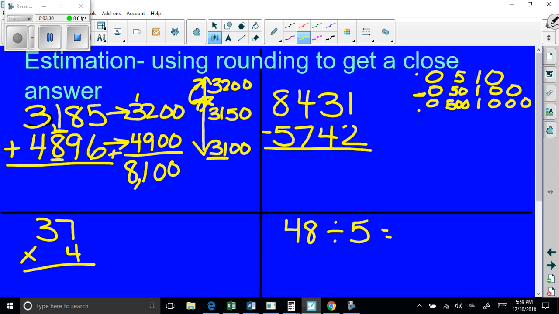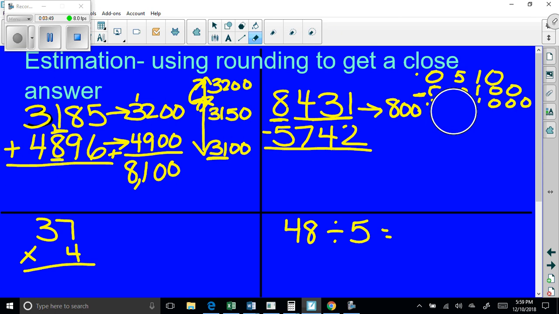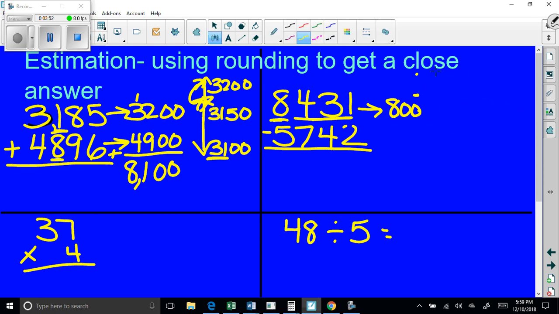I'm going to do the same thing for my subtraction, but this time I am going to just round to thousands. So I have 8,431. I know that I have 8,000s, so I could round to 8,000 or 9,000, but because I have less than 500 here, I know that it rounds to 8,000 alone. I'm going to erase my scale for a little bit. So then I have 5,742. I know that rounds to 6,000. And then I know I'm going to subtract 8,000 minus 6,000 is 2,000.